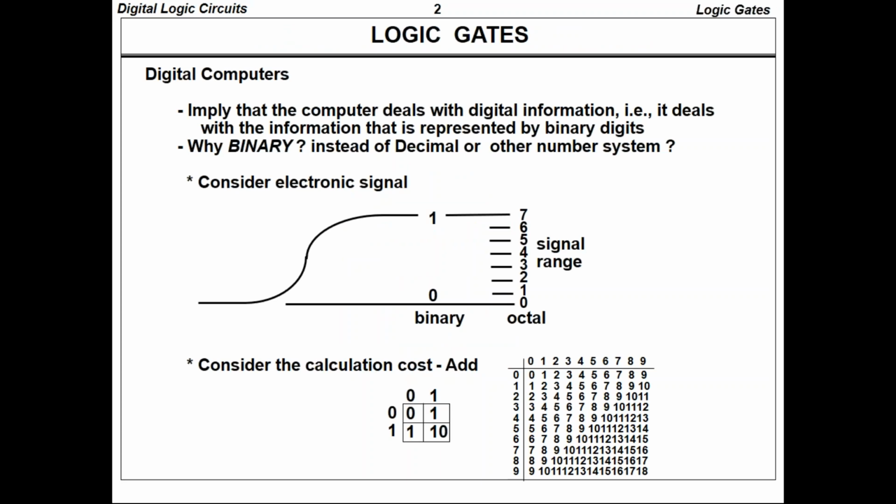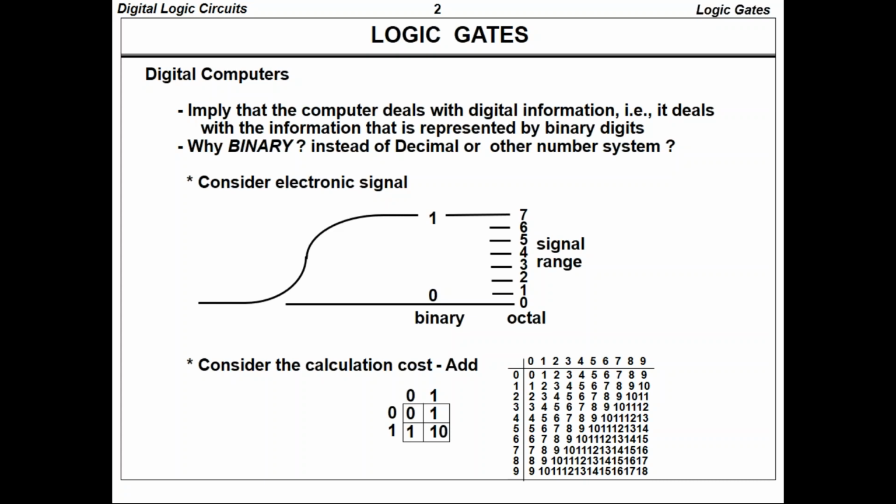AND, OR, NOT, NAND, NOR, XOR. So these are all logic gates. In our logic gates, we have two types of gates. One is the basic gates, and the other is the universal gates.